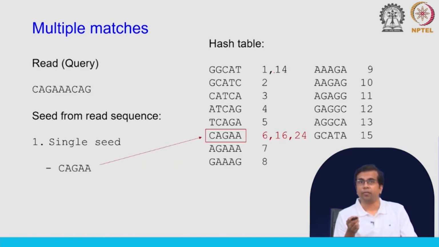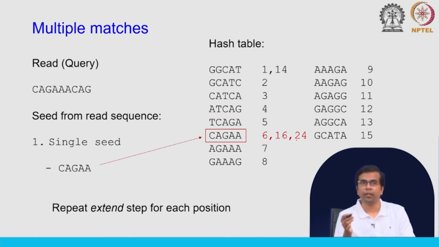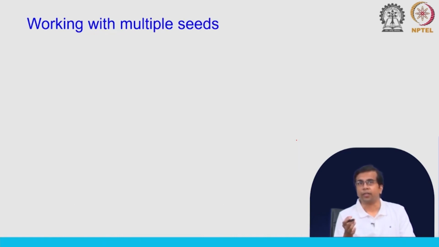Now, again, if you imagine instead of 6 you have 16 and 24, for 3 positions. Here you have this match for this seed, then you have to do this extend and align process for all 3 positions. So, this takes time. It is better to work with multiple seeds.